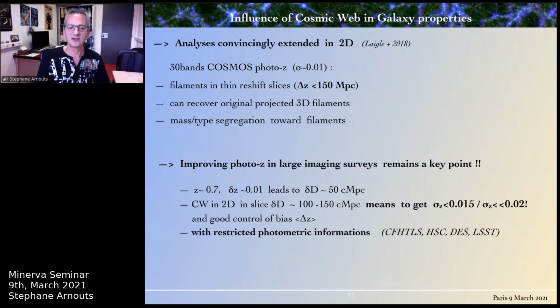And so, which roughly means if you want to work at this type of redshift slice of a few hundred megaparsecs, so between 100 and 200 megaparsec, let's say, we really need to get an accuracy of about 0.015, or maximum 0.02, to be able to do this type of exercise, and to control well the bias in your photo-z over the redshift.